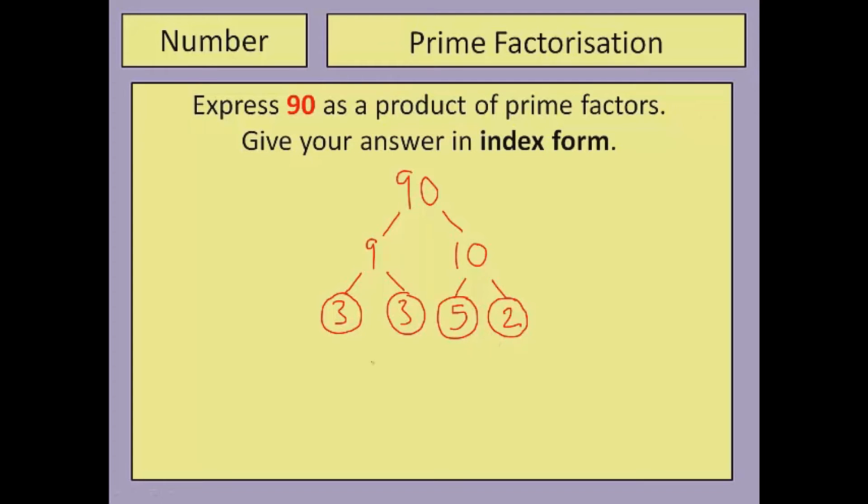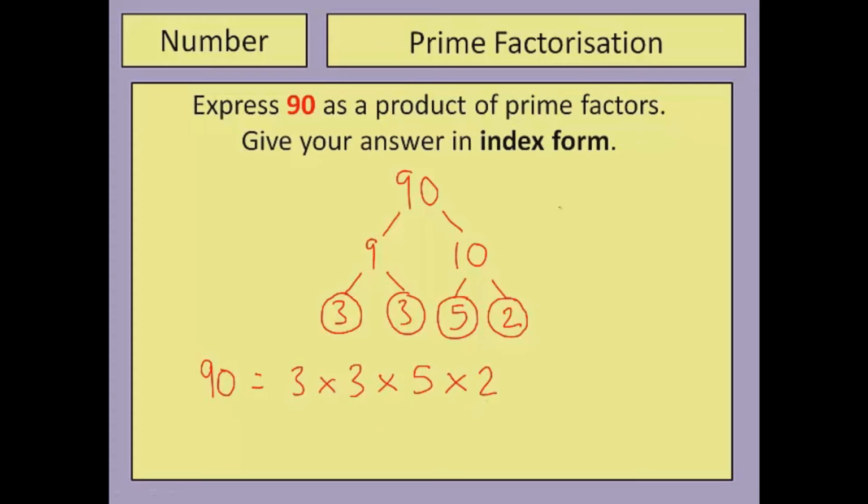They're all prime numbers at the end of my branches, so I can write my answer to the question. This means that 90 is actually equal to all of these prime numbers times together. 3 times 3 times 5 times 2.